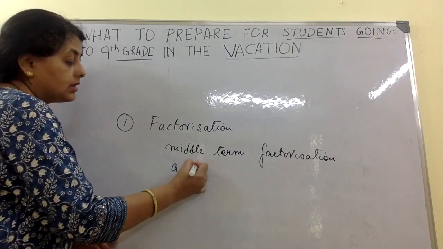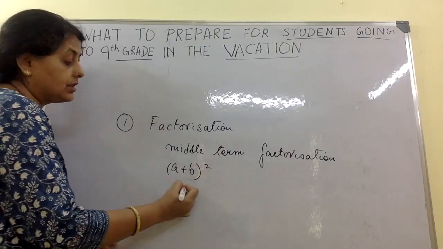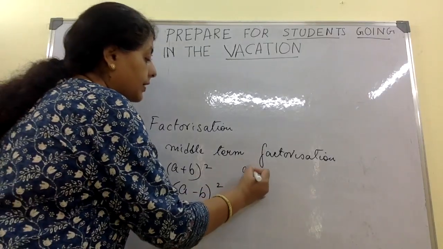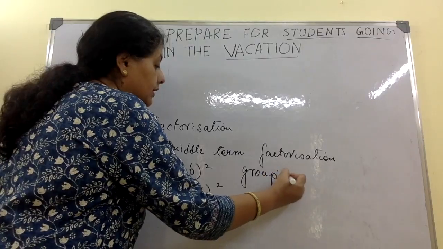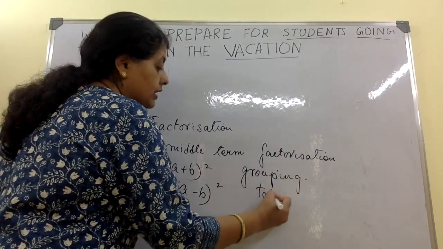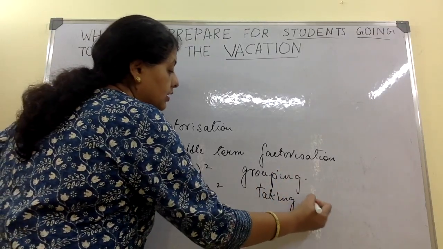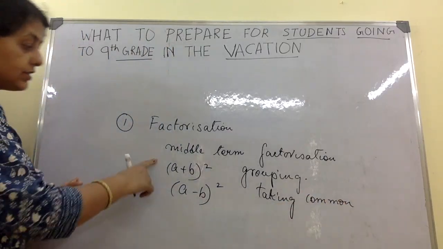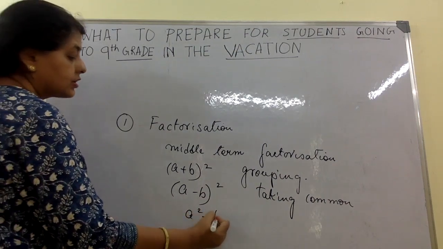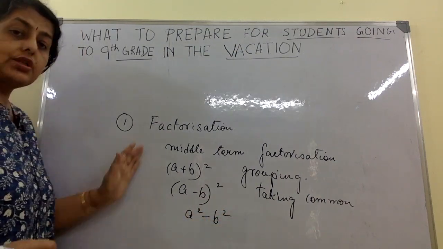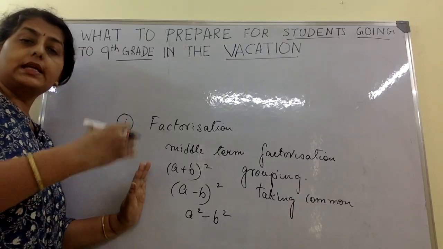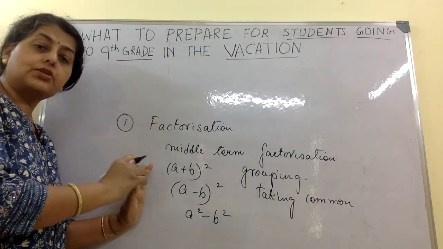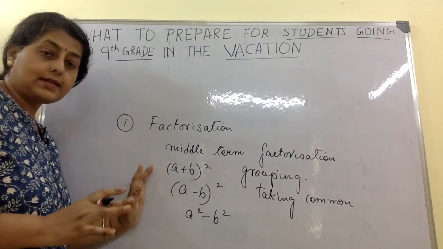Sums based on this identity, factorization based on this, factorization based on this. Grouping, then taking common is also there. So taking common types of factorizations. Grouping, taking common, then this one, and then this, difference of square types. This much is getting repeated from 8th standard. Take out your 9th standard textbook and do sums based on this, complete them and keep.